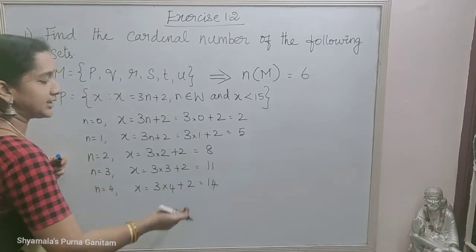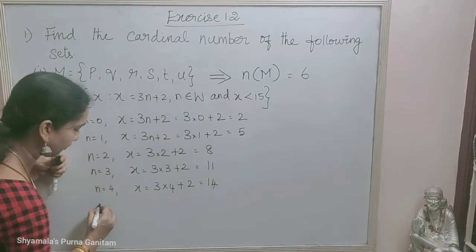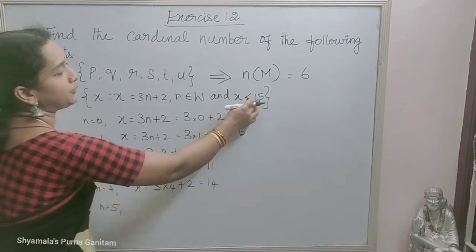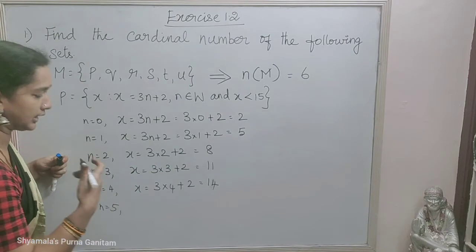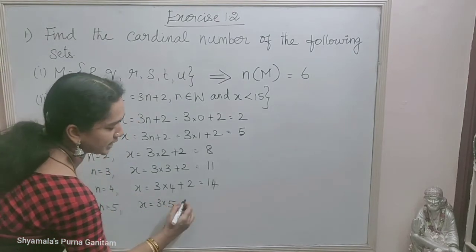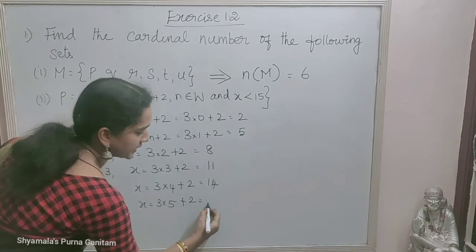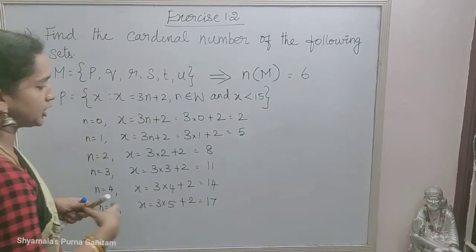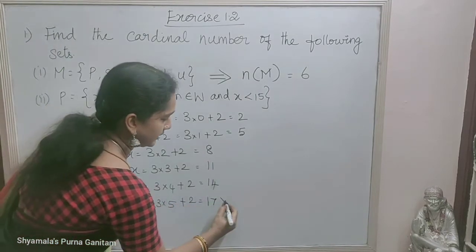So obviously we can also find n is equal to 5. But if we take n is equal to 5, it will exceed 15. So we should not include that number. So x is equal to 3 into 5. 3 fives are 15, already reaching 15, plus 2 is 17. So we should not include this 17.